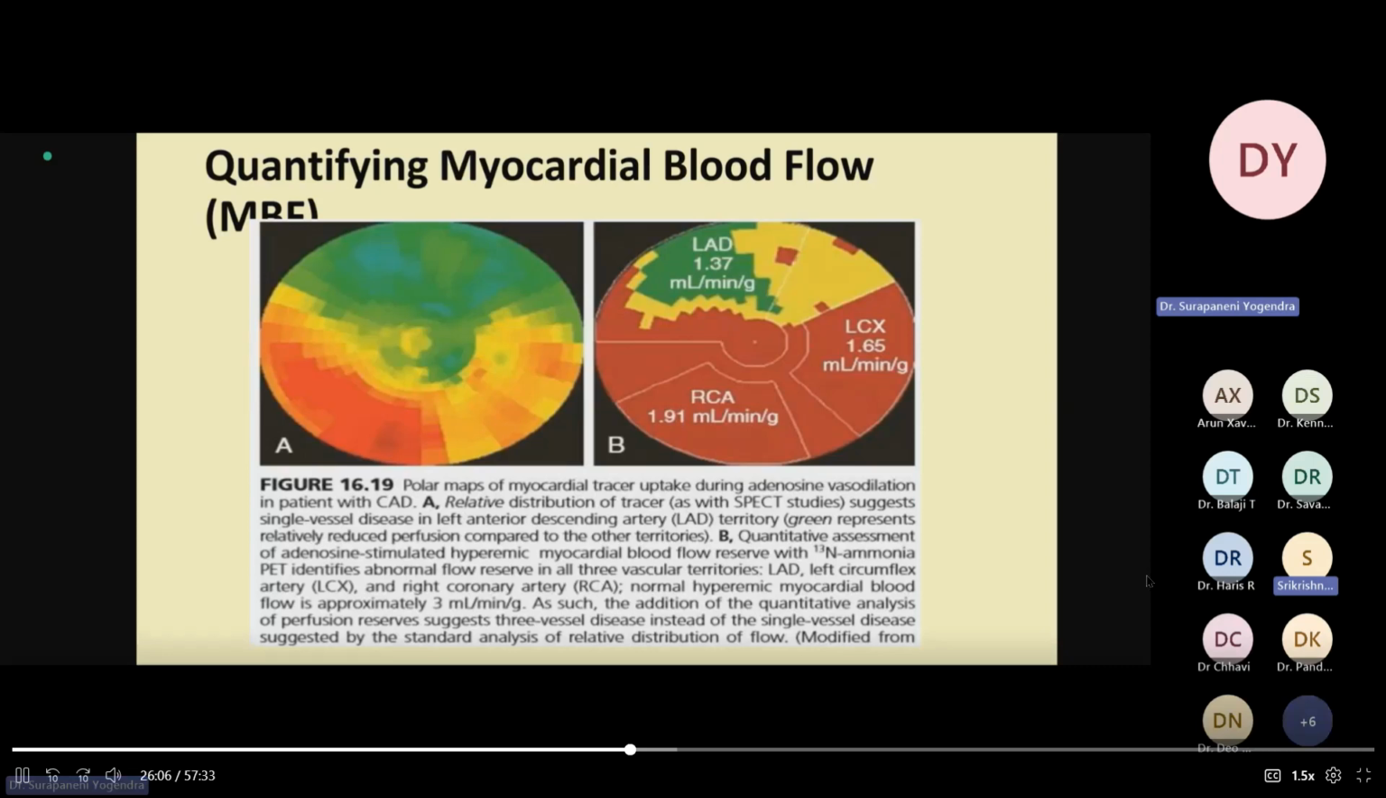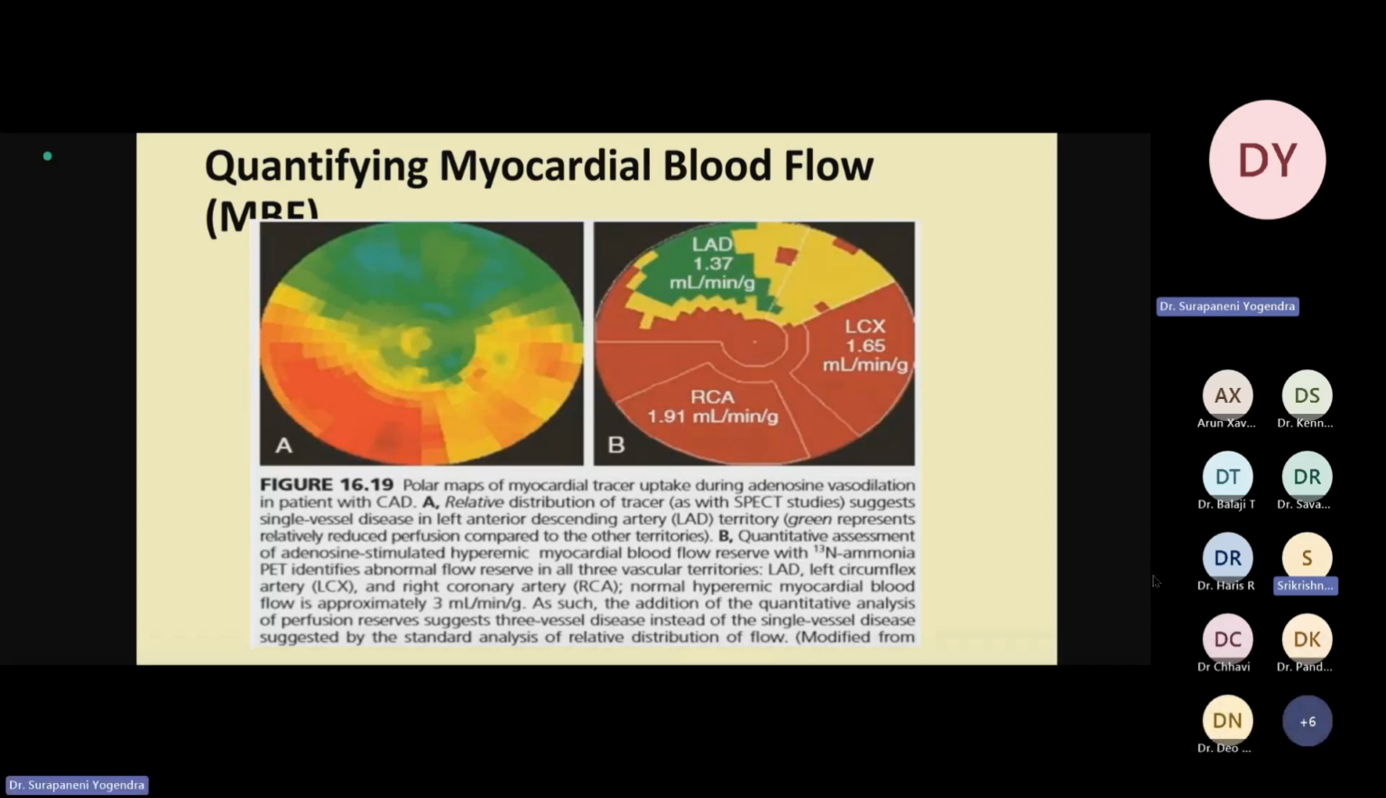Normal hyperemic myocardial blood flow is approximately 3 milliliters per minute per gram. As such, the addition of quantitative analysis of perfusion reserve suggests triple vessel disease instead of single vessel disease, as suggested by the standard analysis of relative distribution of flow.